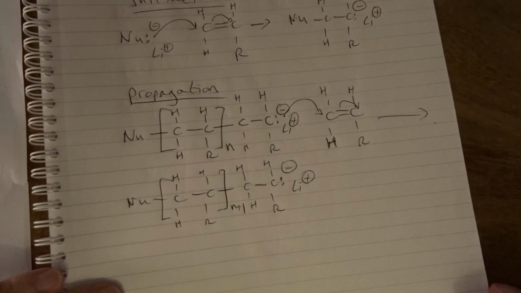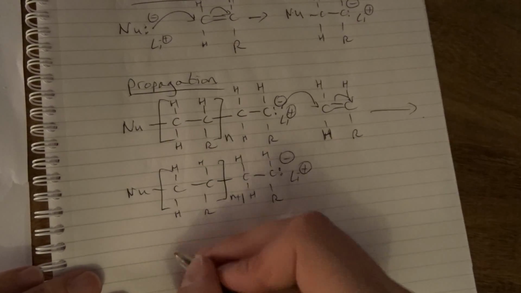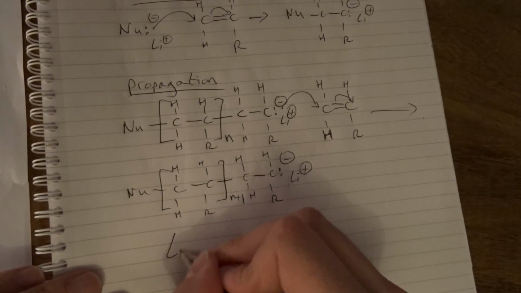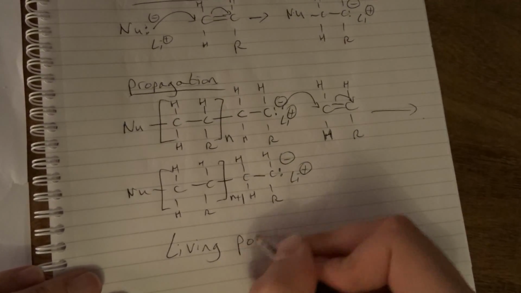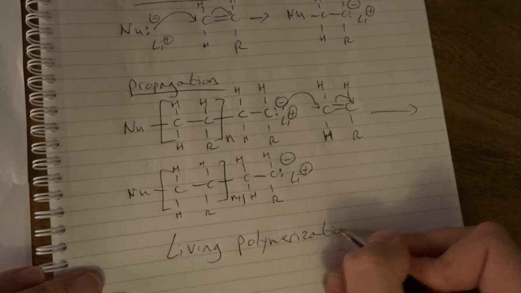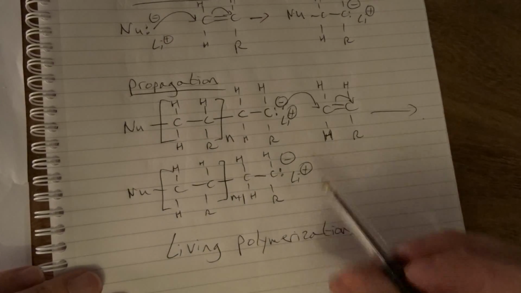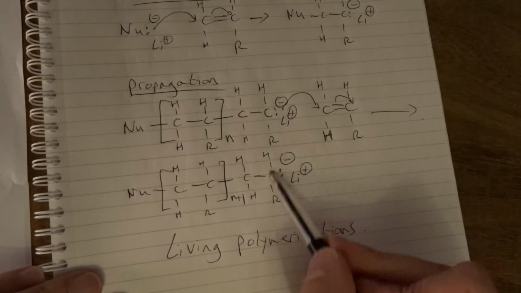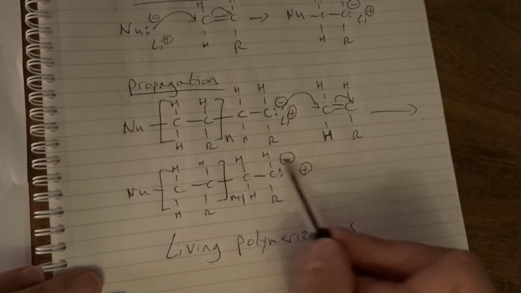Actually, we don't have to look at the termination step because those mechanisms of anionic polymerization are typically living polymerizations. So if we want to terminate the reaction, we can add a molecule which donates, for example, a proton here, which will cancel out the reaction.